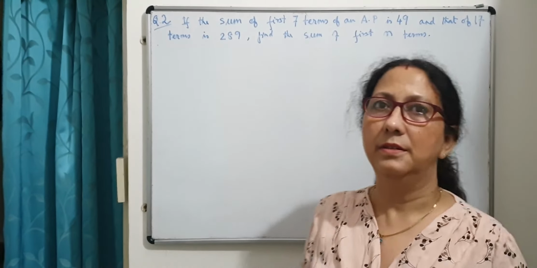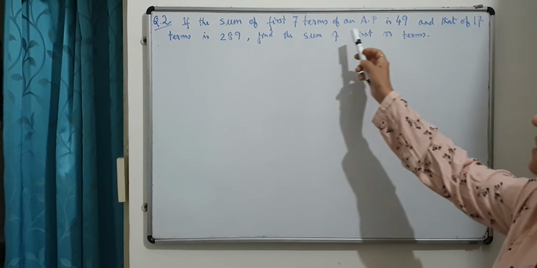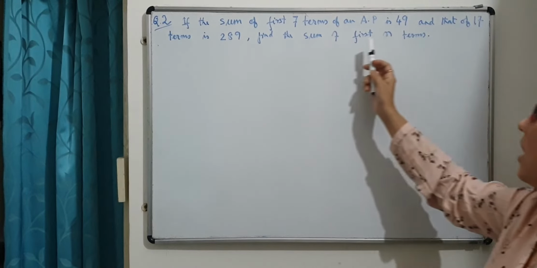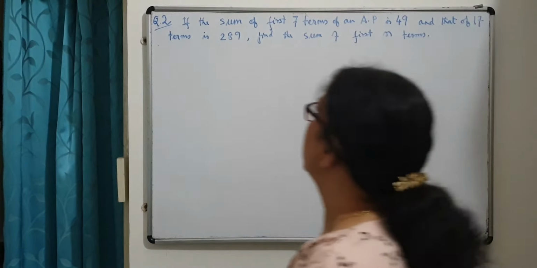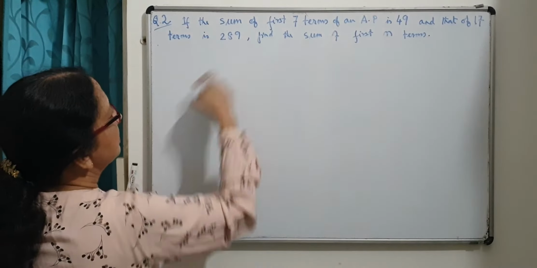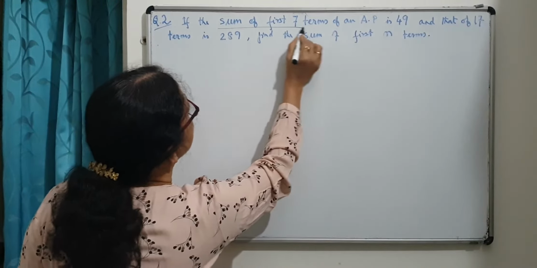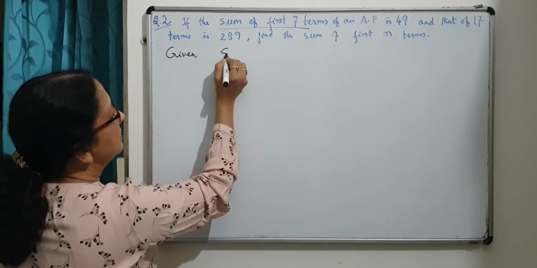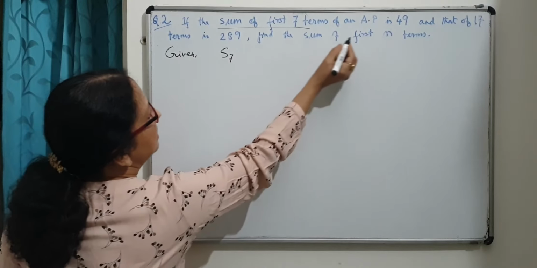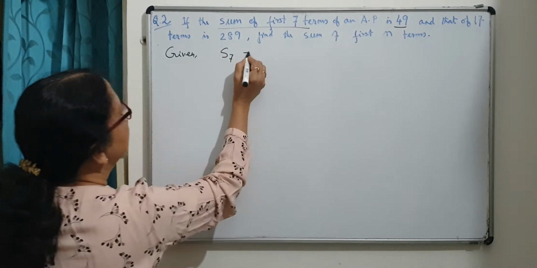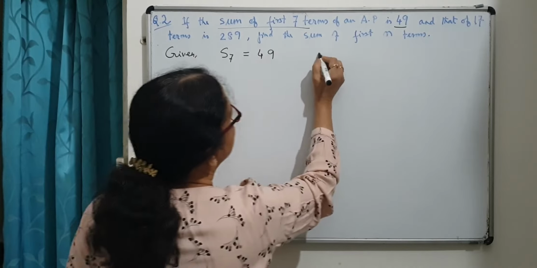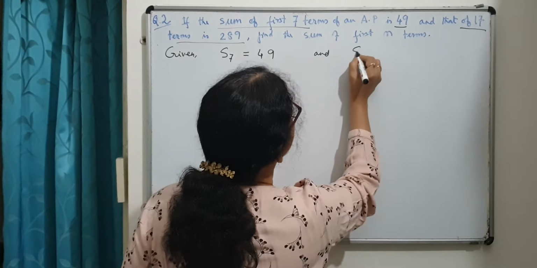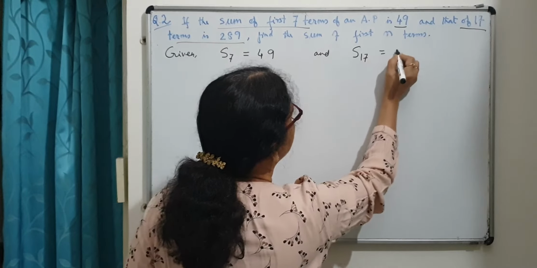Next question. If the sum of first 7 terms of an AP is 49 and that of 17 terms is 289, find the sum of first n terms. So what are given? Let me write what are given. Sum of first 7 terms, that means S7, is 49. This is given, and that of 17 terms is 289, that is S17 is 289.